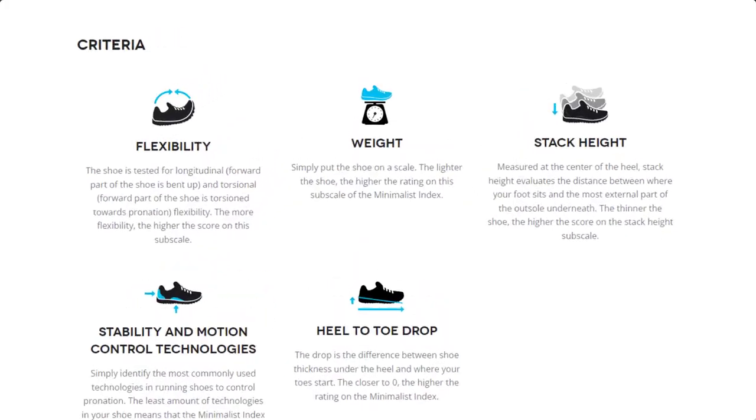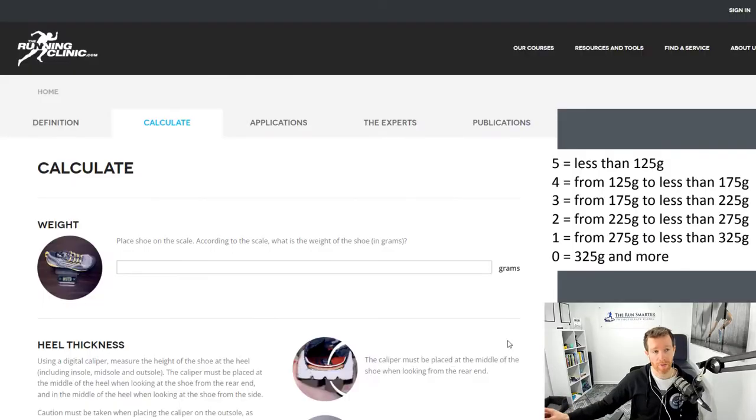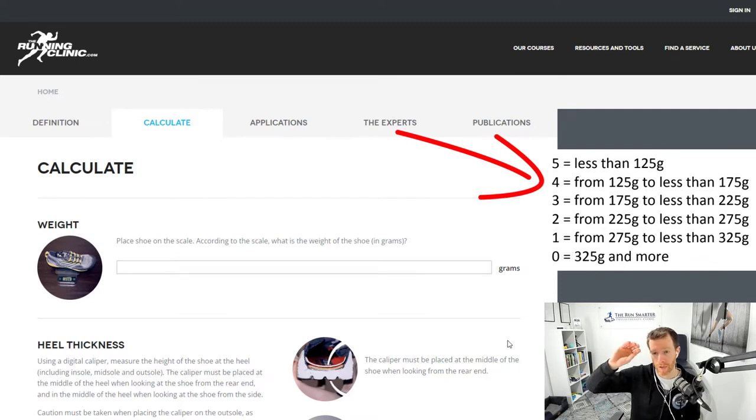The second category is the weight of the shoe. Mostly, minimalist shoes are quite light, and more traditional shoes are a little bit bulkier and a little bit heavier, just on average. To calculate this, you can go to the website and plug in the weight of the shoe in grams, or if you want to do this at home without the calculator, I've got to the side here how you would rank the weight of the shoe out of 5.